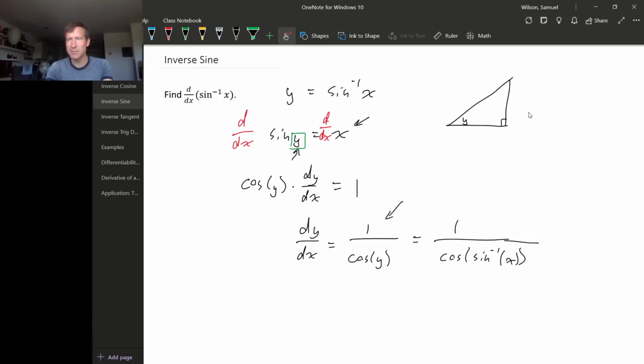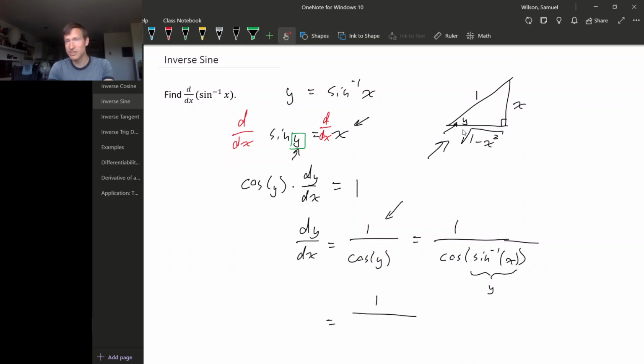So to label sides so that the sine of this angle is x, we need an x over here and a 1 right there. And that means the bottom side here is square root of 1 minus x squared. That's just using the Pythagorean theorem. And now we can find cosine of y. Remember, inverse sine of x, that's y. So we can use this diagram to find cosine of y.